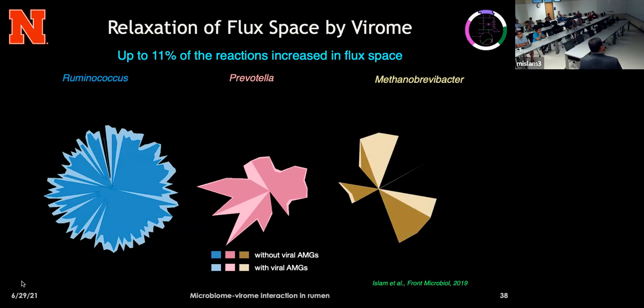On average, around 11% of the reactions have increased their flux space because now the models have more functionalities. So in this star diagram, the lightly shaded portion is the flux space after the viral auxiliary metabolic genes were added, and the dark portion is before. So in all of the models, you see that the lighter shaded portion is bigger than the darker shaded portion.